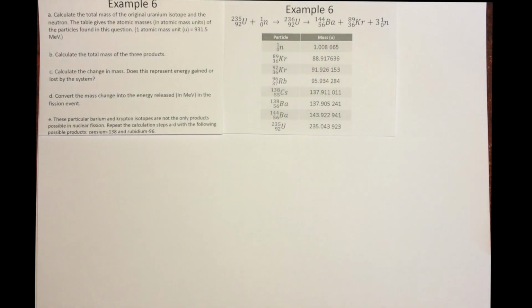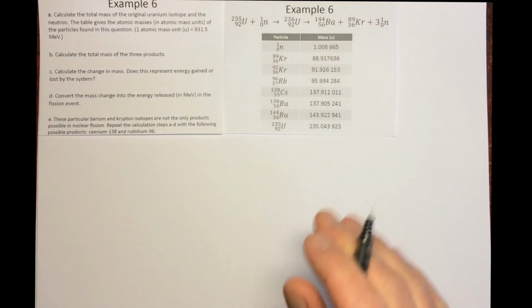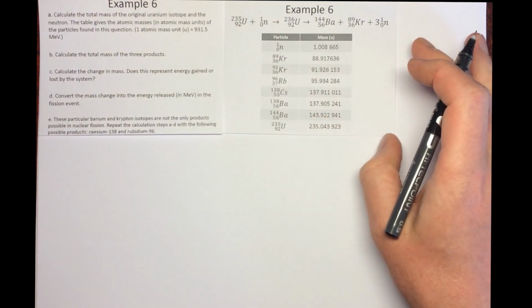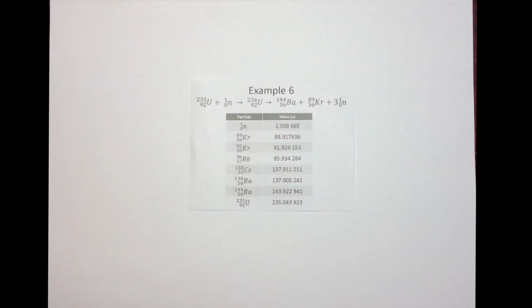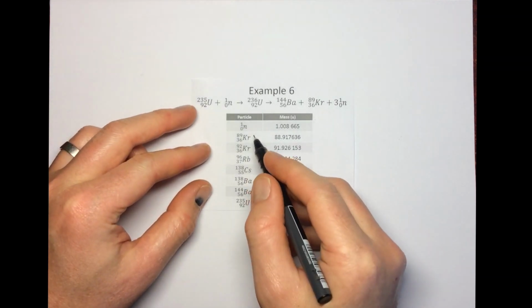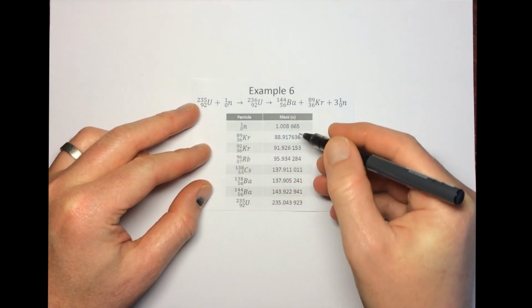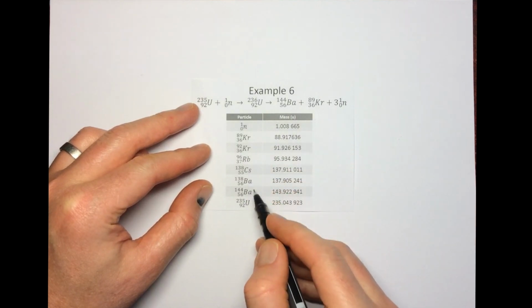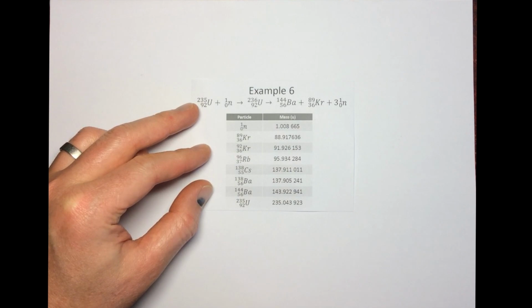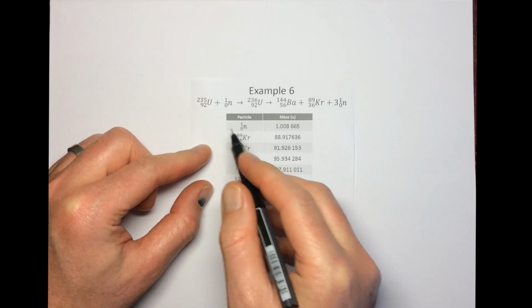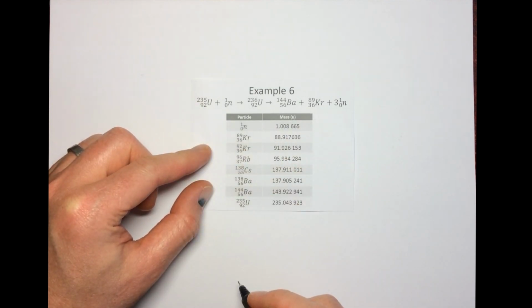Okay, so here's example number 6, and with example number 6 we need to work out some information regarding nuclear fission of uranium-235. One thing to be aware of here is these particles that we're given the masses of. Each of these particles, like the uranium-235 here, the mass given is the mass of the atom, not the nucleus, and really we want the nuclear mass, not the atomic mass.